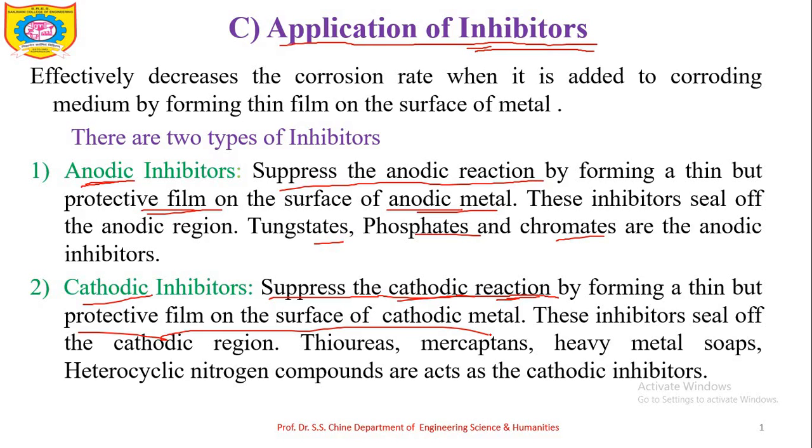So this is all about the first three methods of corrosion control, that are proper designing and selection of material, second is modifying the environment, and third one is application of inhibitors. Now the next is cathodic and anodic protection, that we will continue on in our next session.